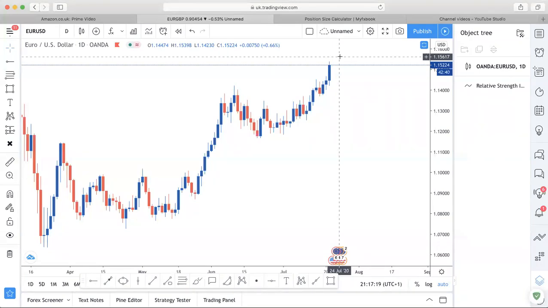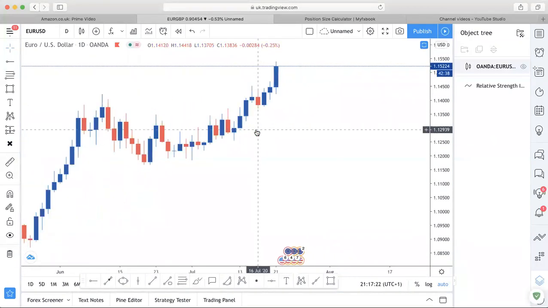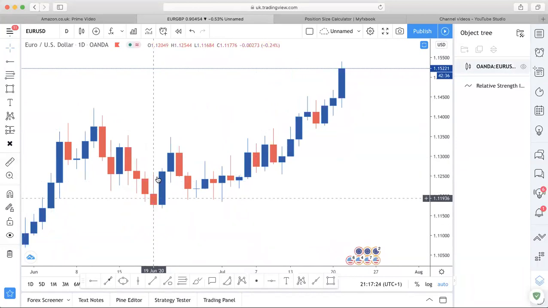Sorry, I did not understand the last example. Okay, the last example, what I did was, this is the last candlestick that I call an institutional candlestick.